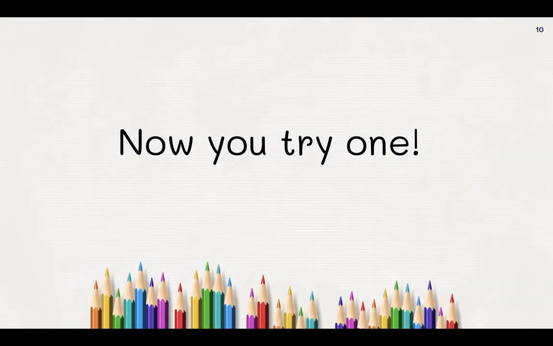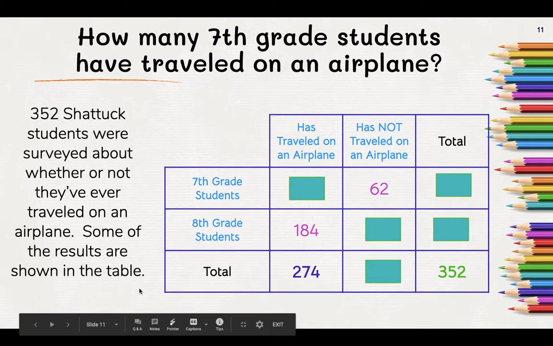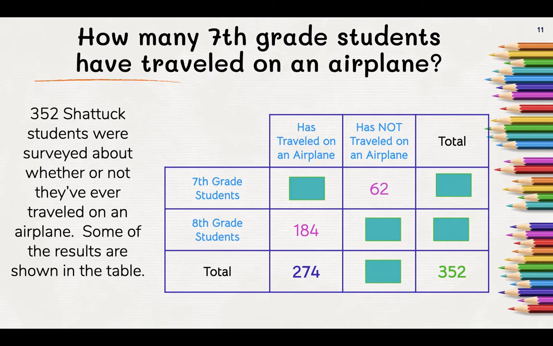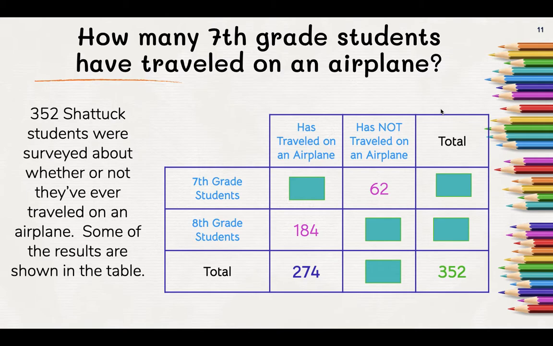So let's have you try one. So why don't you pause the video here, give it a try. I'm going to read it first and then give it a try, and then we'll go over the answers. So how many 7th grade students have traveled on an airplane? So 352 students were surveyed about whether or not they've ever traveled on an airplane. Some of the results are shown in the table. So let's take a look. Let's briefly look here. So 352 students were surveyed. That's what this number represents. And the rest of the numbers are going to be depending on what column and what row they're in. So why don't you pause the video, try to fill in those missing 5 boxes.